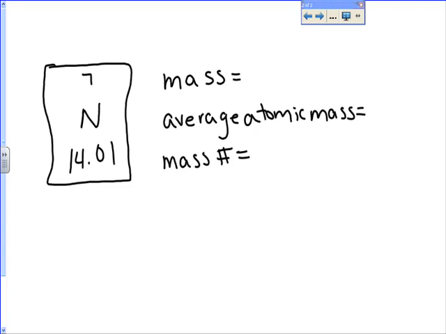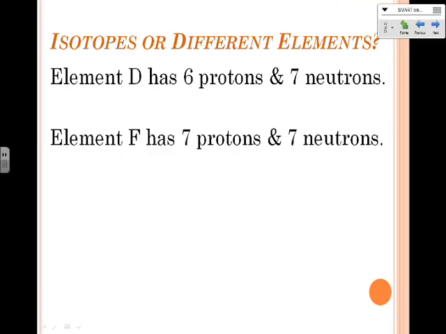All right, let's look at the answers. For the mass of nitrogen, we have 14 grams. For the average atomic mass, we have 14 U. And for the mass number, we have 14. So it's the same number, they just have different units.